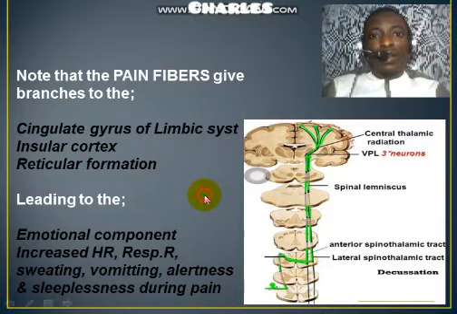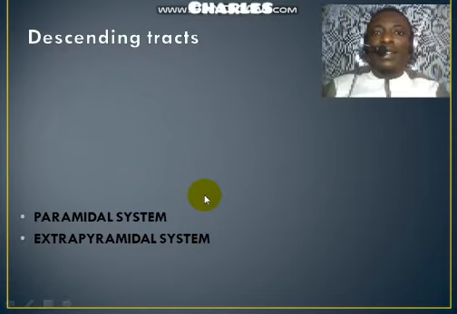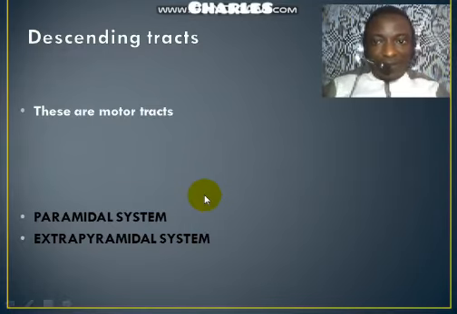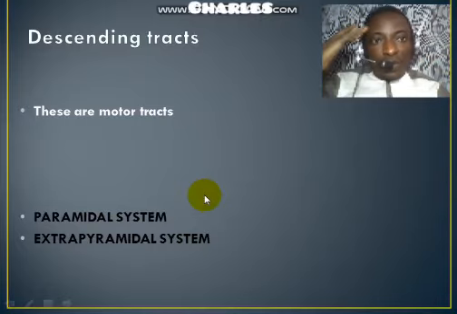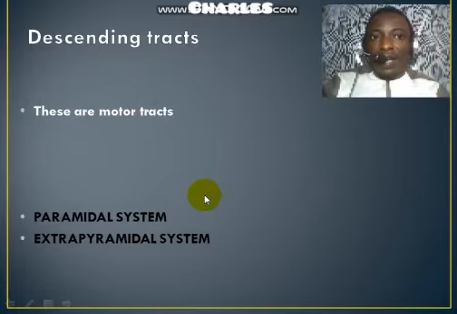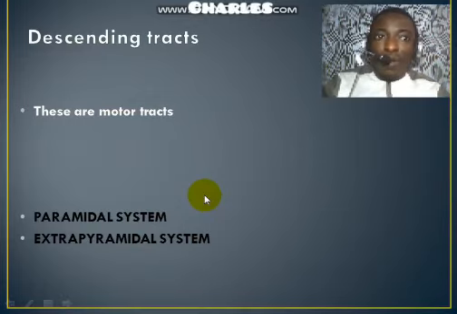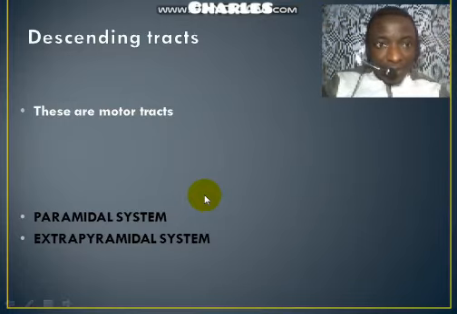Alright, good. Going forward. Now, the descending tracts of the CNS. These tracts are motor tracts. They carry motor information from the brain down to the body parts. Remember, the ascending tract carries sensory information. Please take note, I said sensory information. The ascending tract carries sensory information from all body parts to the brain, whereas the descending tract carries motor information from the brain to all our body parts.